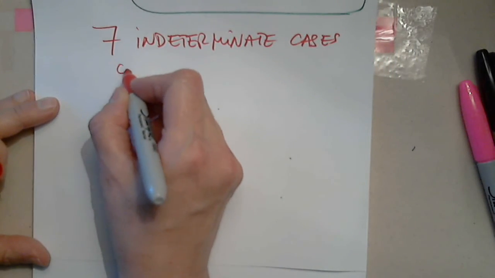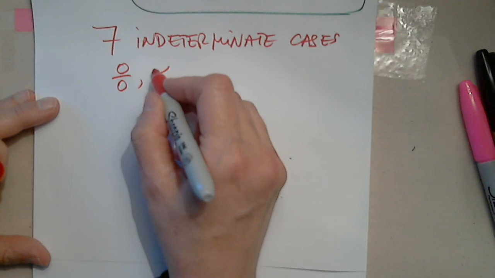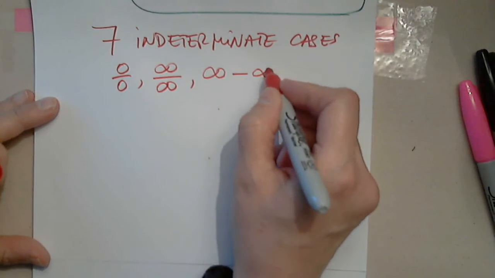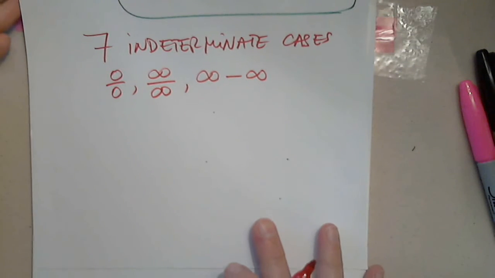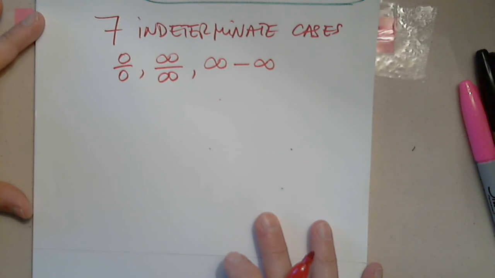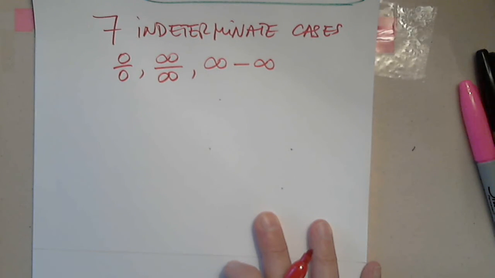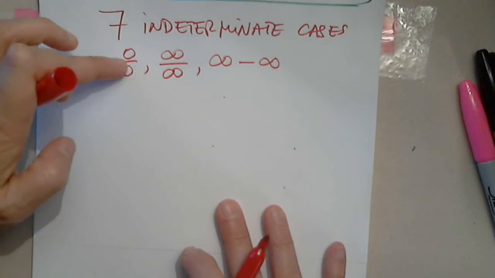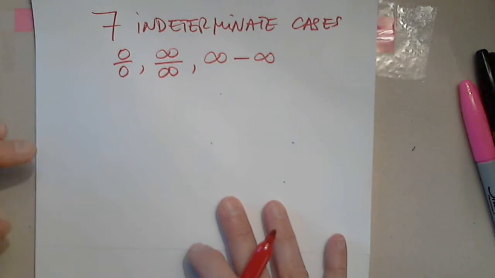So we looked at 0 divided by 0, we looked at infinity over infinity, we looked at infinity minus infinity. I don't think we had anything else so far. Have we seen anything else? I'm looking, I don't think so, right? I don't think we did anything else. So these are the ratios, this is the difference.